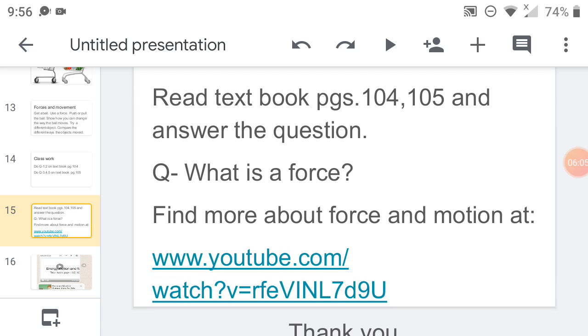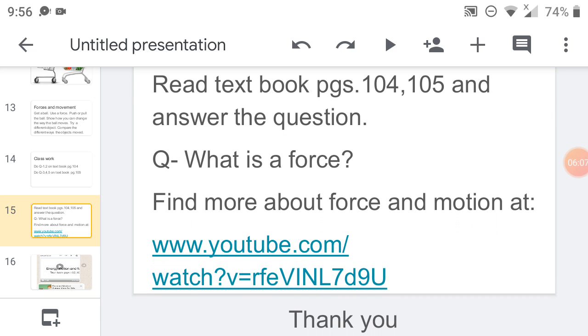Now let me read the question for you. What is a force? I told you. Okay, a push or a pull that makes something move is called a force, and it changes the way an object moves as well. So let me repeat, what is a force? A push or a pull that makes something move is called a force. Now hope you can do this homework easily.